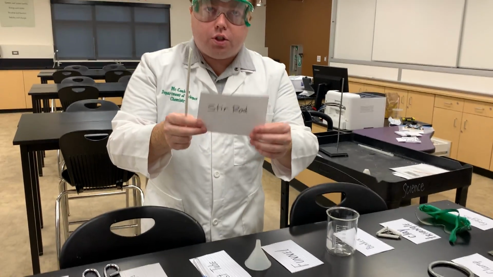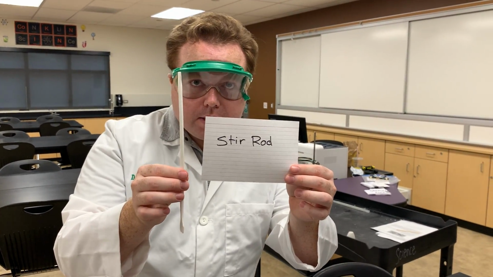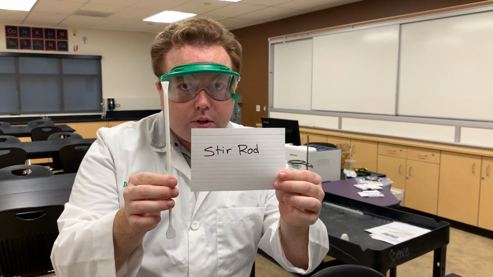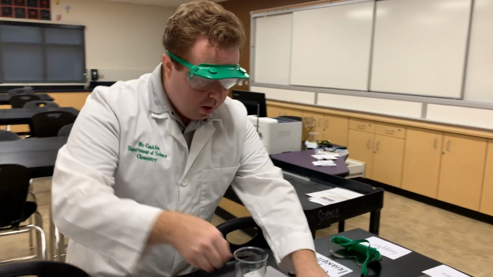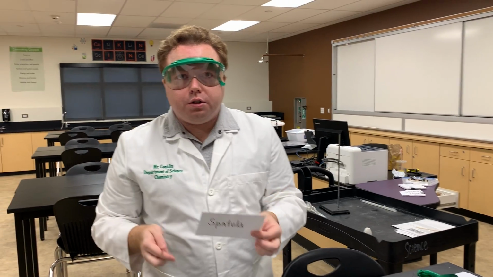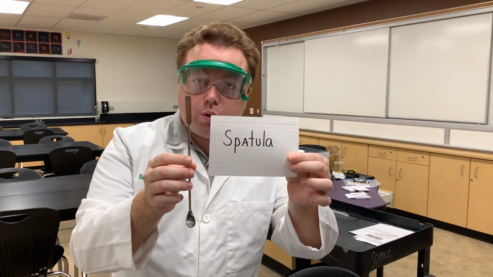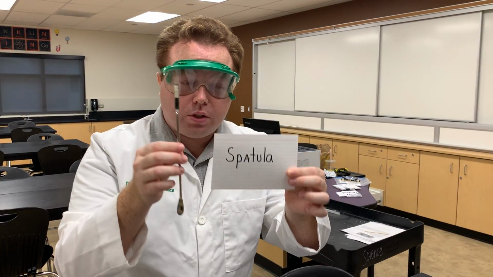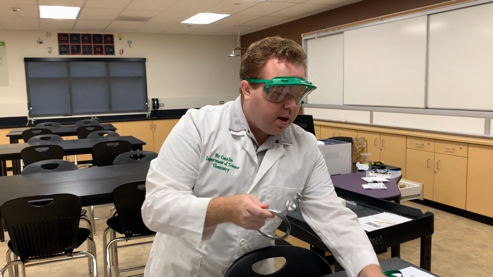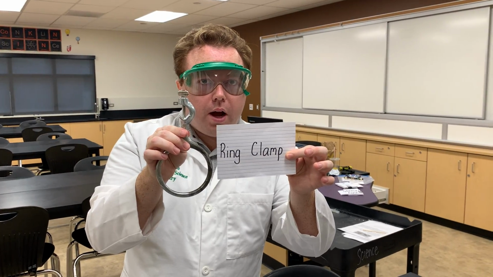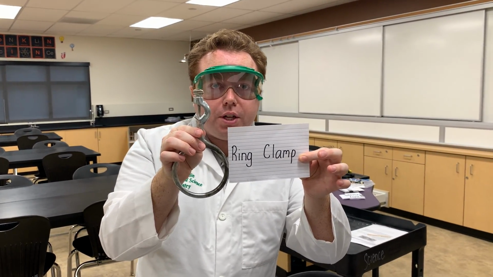Right here we have the stir rod. Sometimes they're made of plastic, sometimes they're made of glass, depending on what type of stuff you want to do, but it's used for stirring. The spatula is used for picking up things, smushing things, or stirring. It can be used either way. It's a pretty versatile tool. The ring clamp is what we use if we want to do some pretty intense reactions or things that need a very stable surface or stand.